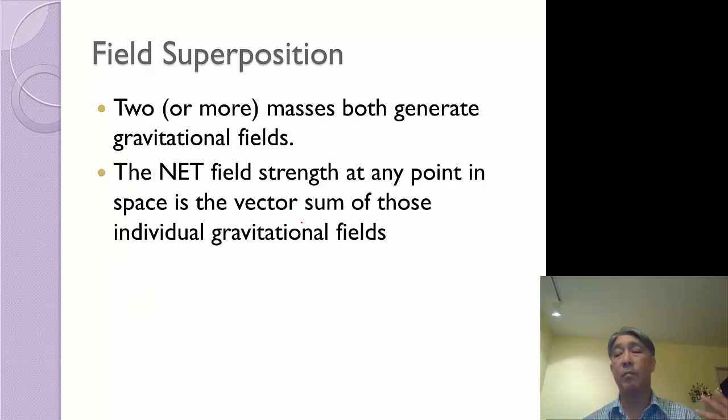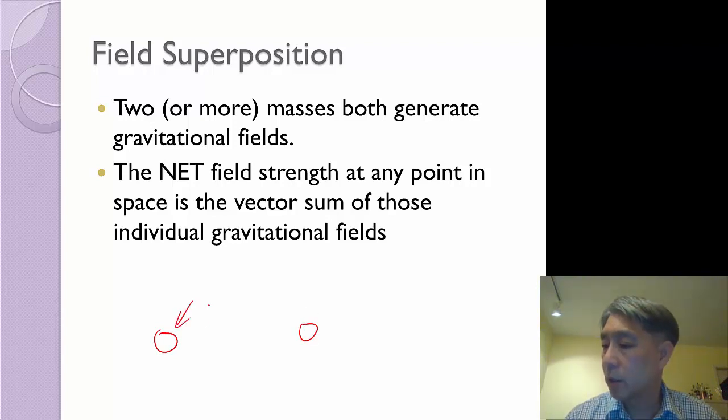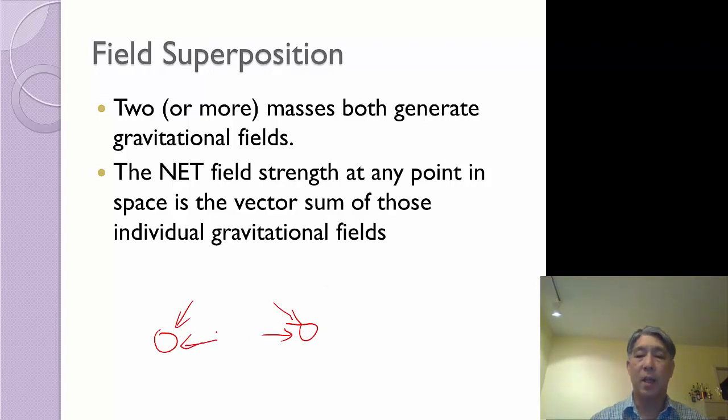So what happens, however, if I have more than one mass? In this case, both masses generate gravitational fields, and the net field strength at any point in space is going to be the vector sum. So I'm going to have an object here and an object here, and my gravitational field points towards them. If they were exactly the same object, right here in the middle, the left object is pulling to the left, the right object is pulling to the right, and my net gravitational field right in the middle turns out to be 0.